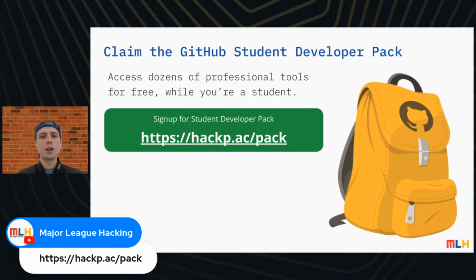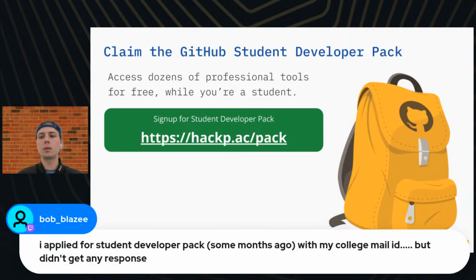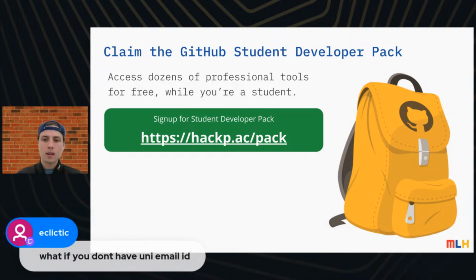All right. So if you haven't already gone to this link, I'm going to go now and check it out. And we have some questions, actually. I applied a few months ago with my college mail ID, but didn't get any response. I highly recommend emailing GitHub about that, emailing their support staff, because that's not normal. You should be able to get it within a day or two. At least that's been my experience.